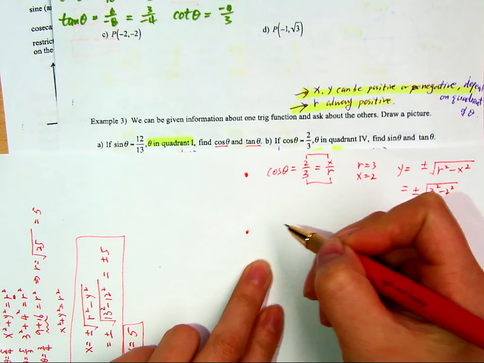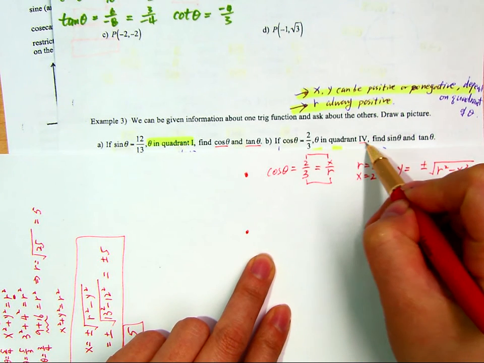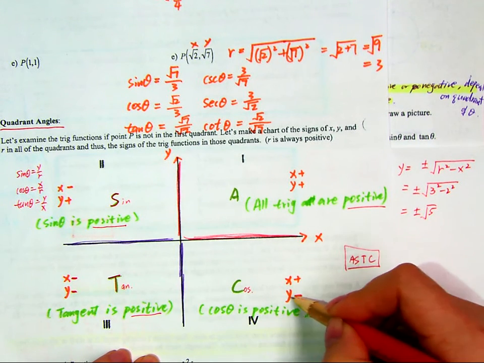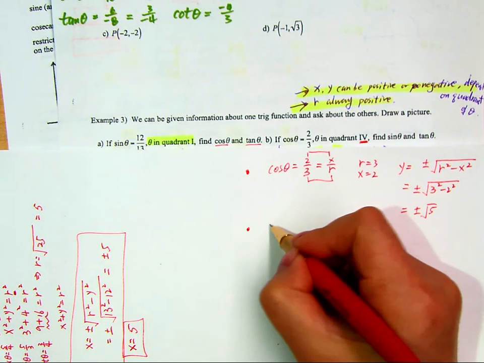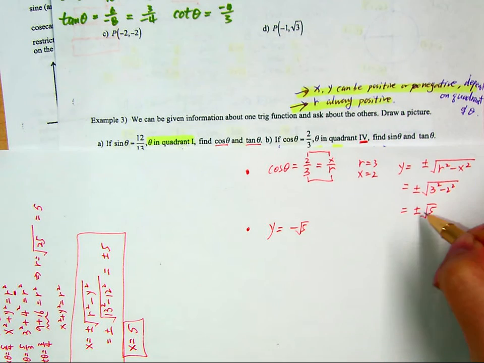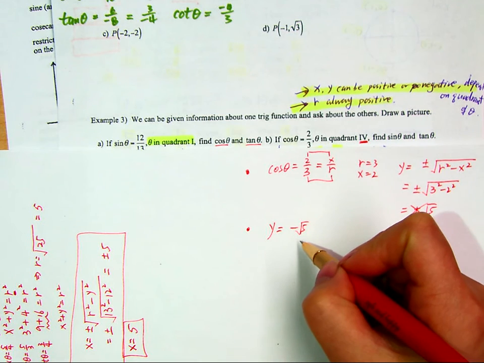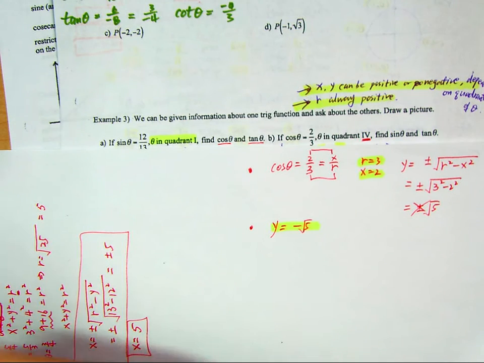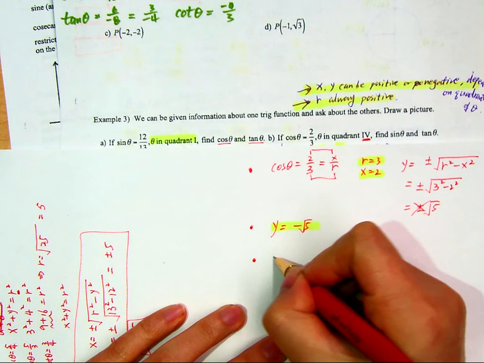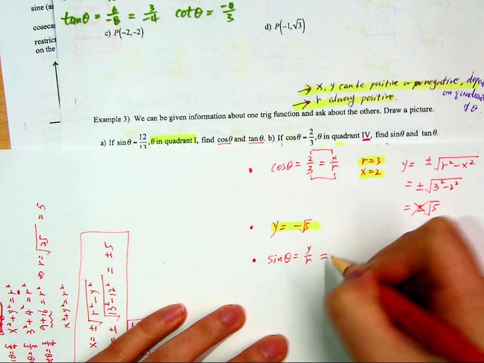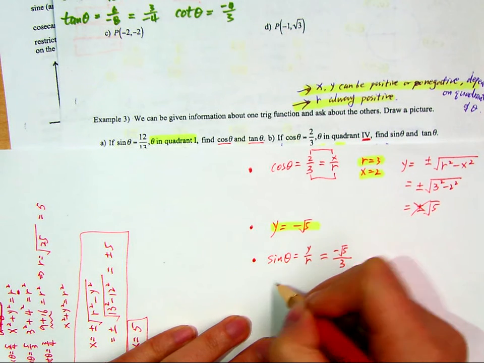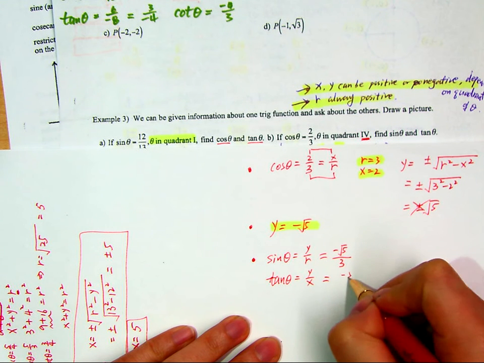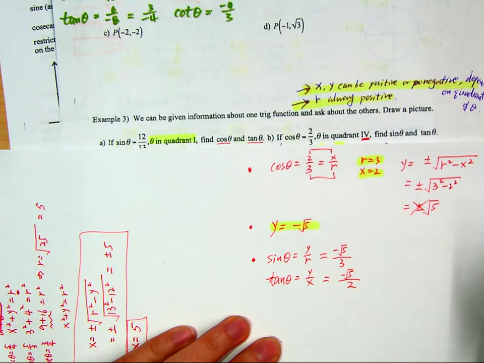Second step, decide the angle. For this problem, the angle theta is in quadrant 4. In quadrant 4, x will be positive and y will be negative. That's why the y value will be negative radical 5, not plus or minus anymore. It will be negative square root of 5. And by knowing y, r, x, now we're able to find the sine. It's y over r, and y is negative radical 5 over 3. And the tangent is y over x. So the y value will be negative radical 5, the x value will be 2, and that's it. That's how I do this problem.